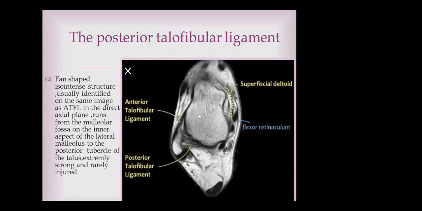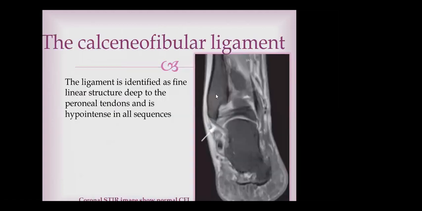In this section, we see both the posterior talofibular and the anterior talofibular ligament. As we see, they extend from the fibula to the talus. Here we see the fibula but not the tibia, because the tibia ends before the fibula. This is a coronal section that shows the calcaneofibular, which, as we said, is part of the lateral collateral ligament.